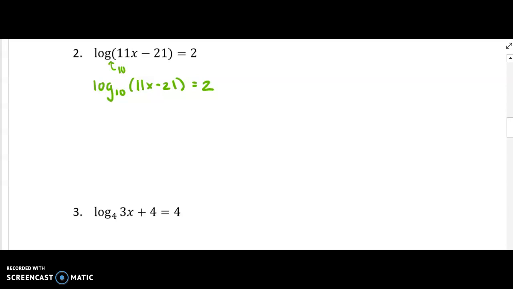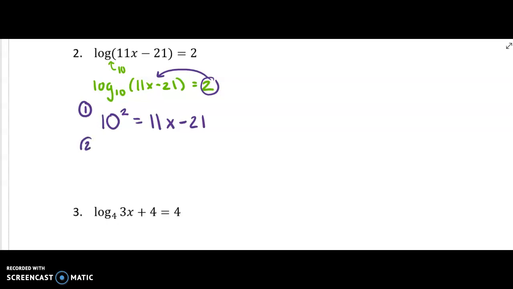Now I'm going to follow through with our steps. The first step is to switch to the other format, so I'm going to switch it to exponential. The 10 becomes big, and then the 2 and the 11x minus 21 switch sides, but 2 becomes the exponent of 10, and that equals 11x minus 21.